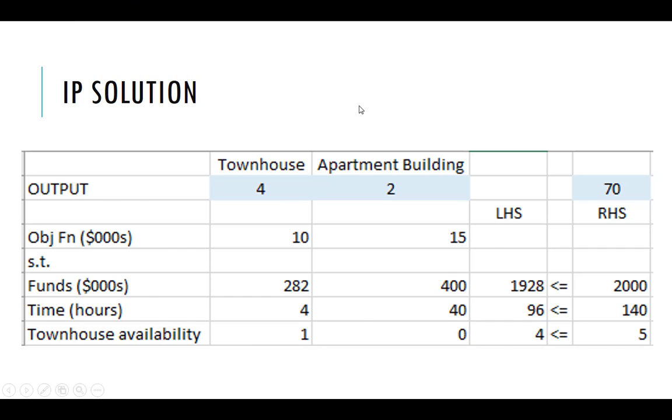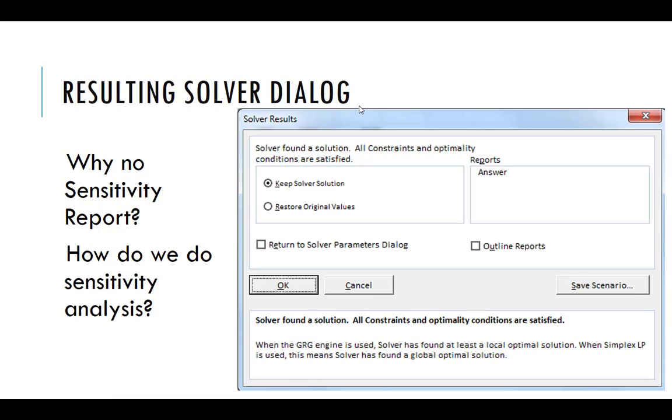One of the things that you should have noticed is when we ran the solution and clicked OK on the dialog box, under reports, we no longer have the sensitivity report or the limits report. The one that we focused on a lot was the sensitivity report in linear programming because it gave us a way to see how robust the solution was. We could look at the range of optimality, the range of feasibility, shadow prices, things like that that would allow us to figure out how robust our solution to the linear program was.